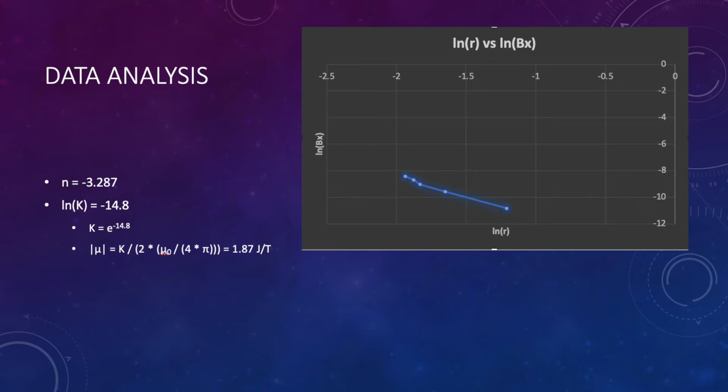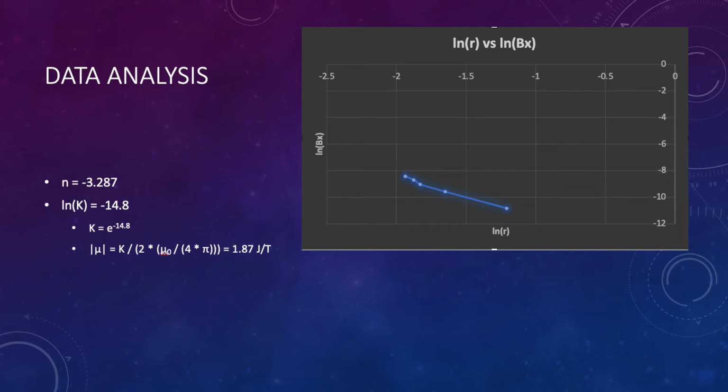If we simplify the model to a linear system and compare the endpoints, we get that n is equal to negative 3.287 and that k is equal to e to the power of negative 14.8, which gives us that the magnitude of the dipole moment is 1.87 joules per Tesla.